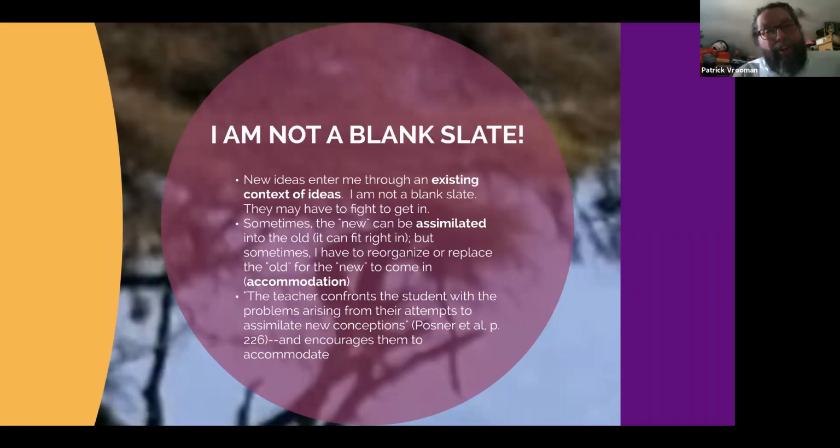And so that started to help explain what was going on with their students, who, when asked simple things like, why do the leaves turn colors?